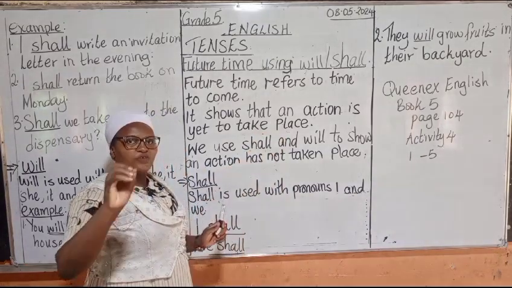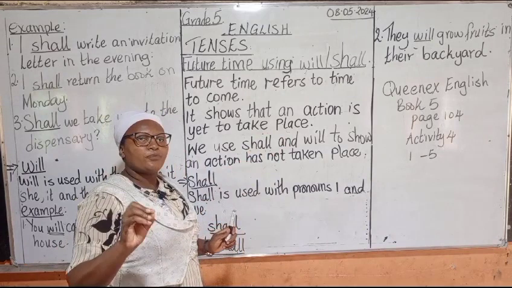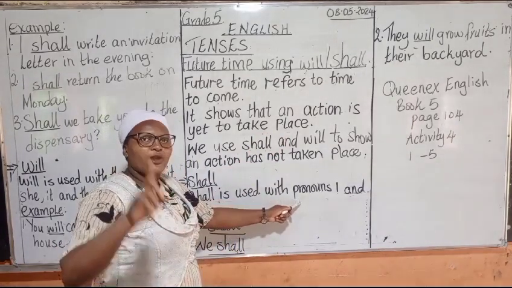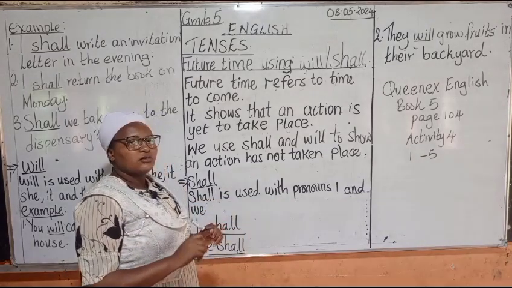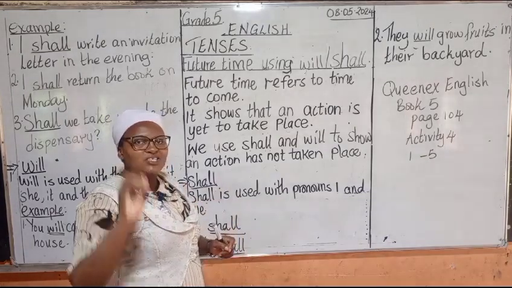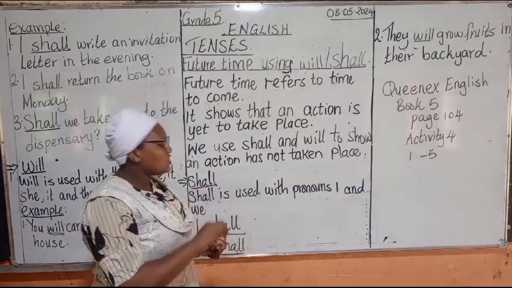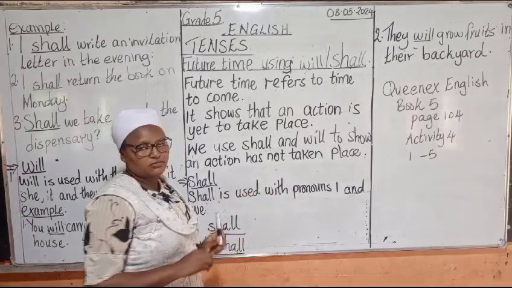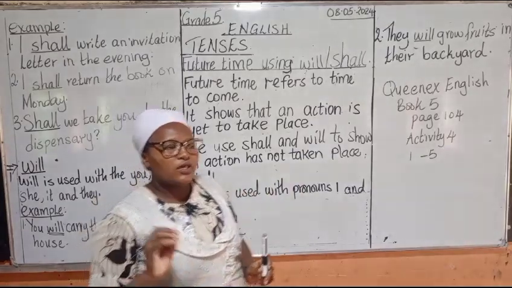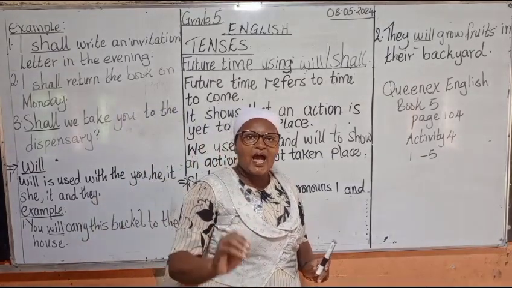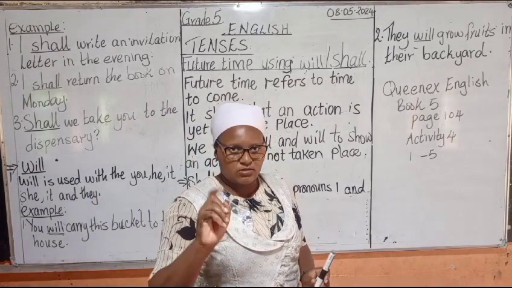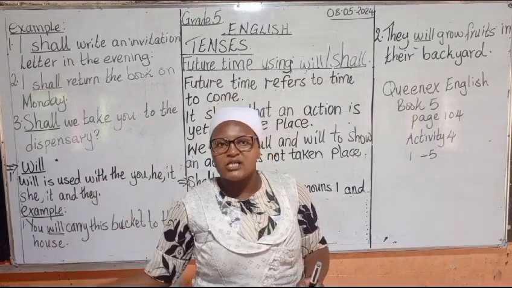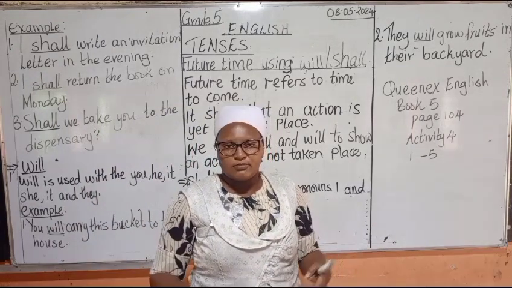Now we go to specifically shall. Shall as a helping verb is used with pronouns I and we. Shall is only used, mark the word only, with pronouns I and we. Remember, I refers to the first person. And if it's me and someone else, we say we.